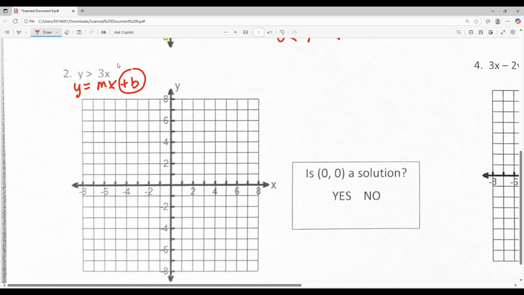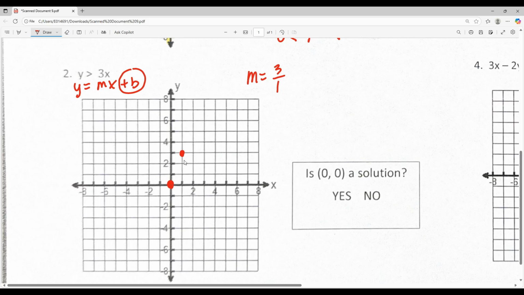Your b is invisible. Anytime your b is invisible, your y-intercept is 0. So I'm going to put a dot at 0. Your slope is next to the x. So our slope is 3, and that's 3 over 1 because 1 is always there. I'm going to go up 3, 1, 2, 3, and then right 1. I'm going to go ahead and do more dots.